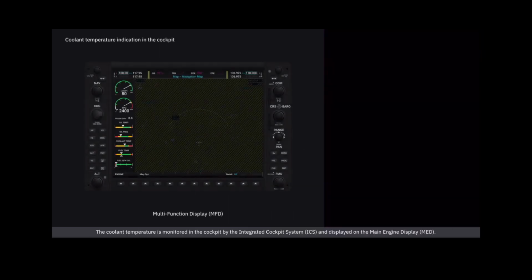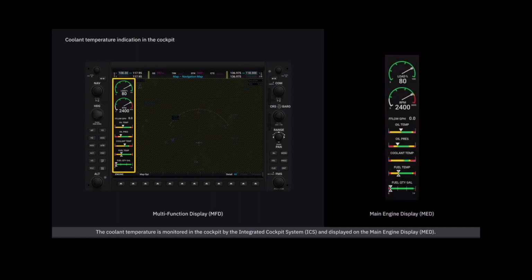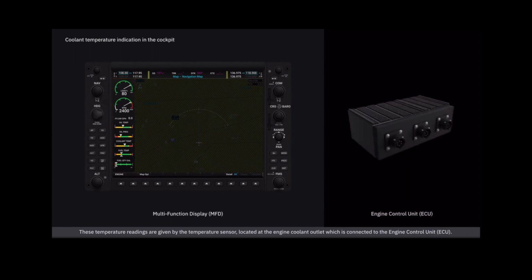The coolant temperature is monitored in the cockpit by the integrated cockpit system and displayed on the main engine display. These temperature readings are given by the temperature sensor, located at the engine coolant outlet, which is connected to the engine control unit.